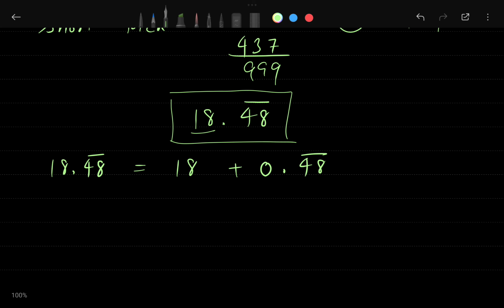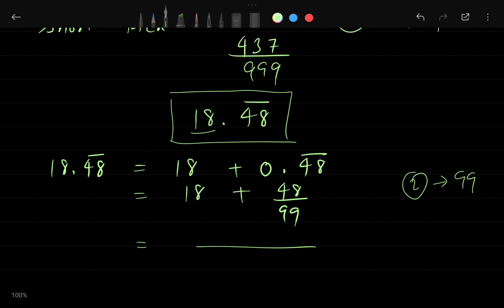Okay, now I can apply the short trick because I have 0.48 bar and this is pure repeating. So 48 by 99 using the short trick. Why this? Because 48 was below the bar, so 48 goes in the numerator, and how many digits were there below the bar? There were two digits, which means two nines in the denominator. Okay, now let's take the LCM of both of these.